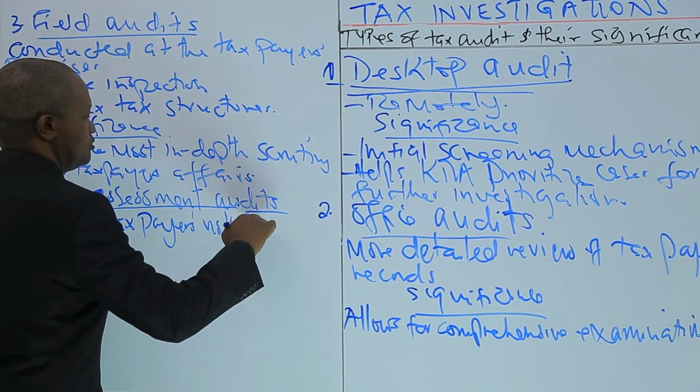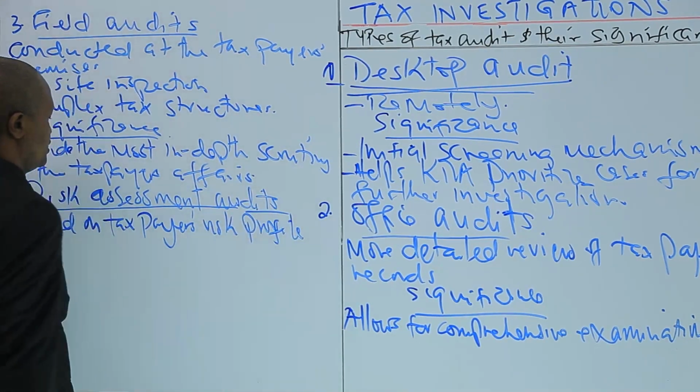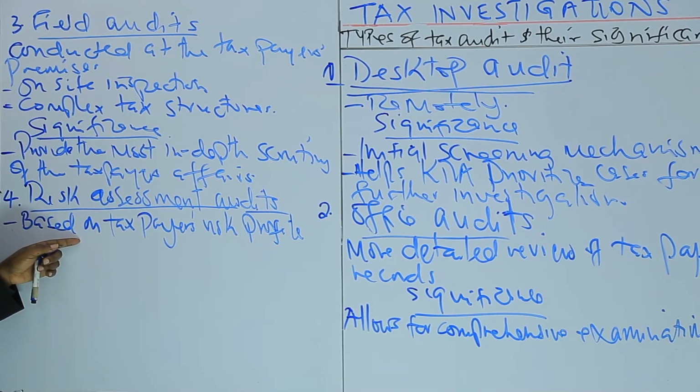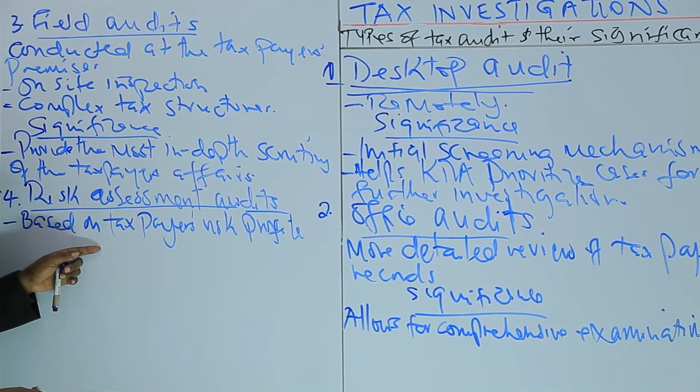These audits are conducted based on the taxpayer's risk profile, considering factors such as industry, financial performance, previous tax compliance history, and so on. So here KRA utilizes risk assessment models to identify taxpayers with higher likelihood of non-compliance, which it then uses to prioritize companies for audits.